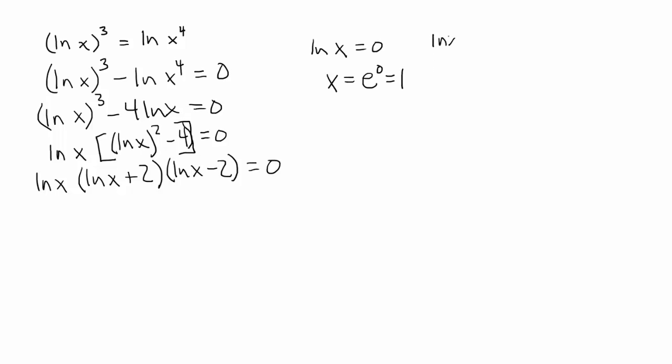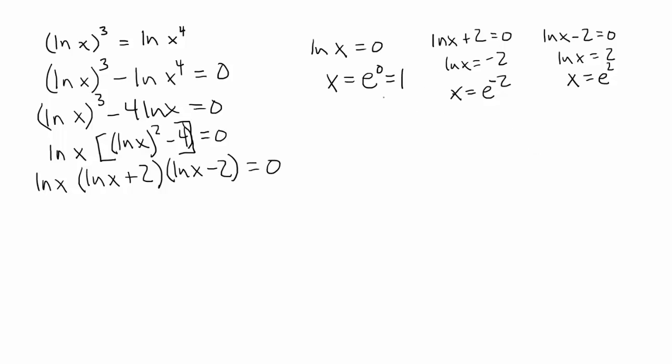We have ln of x plus 2 is equal to 0, so ln of x is equal to -2. And then we exponentiate both sides, and we get x is equal to e to the -2. And then we have ln of x minus 2 is equal to 0. And add 2 to both sides, and exponentiate both sides, and x is equal to e squared.